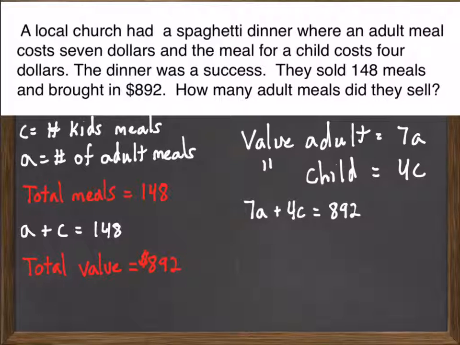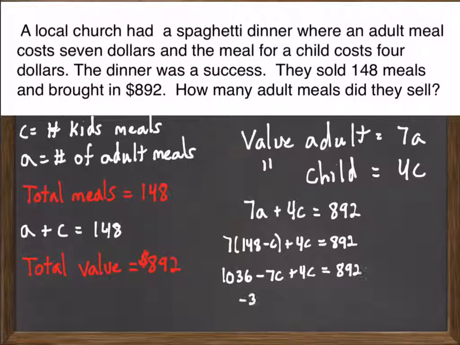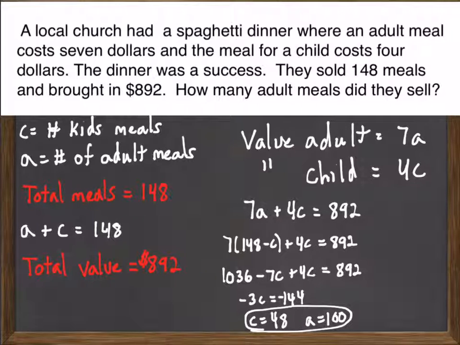Okay, at this point, we then solve our system of equations. I chose to solve by substitution. And when I solve that, I find that there's 48 children's meals and 100 adult meals. Since the problem wanted to know how many adult meals, 100. So again, really work on getting these equations. And then, of course, you've been practicing for quite a while now solving the actual system.